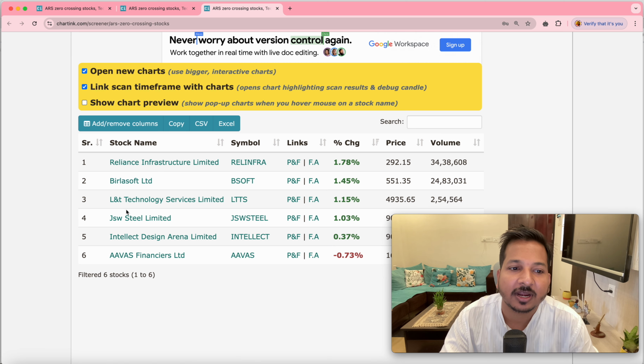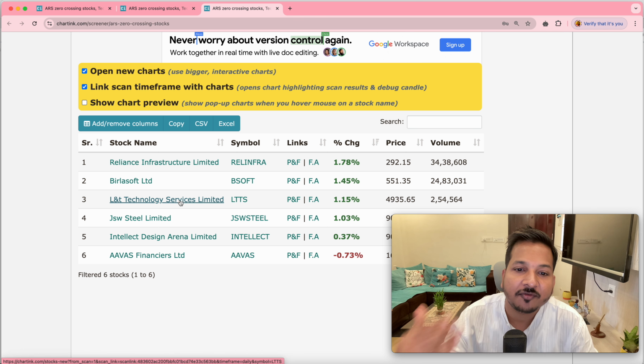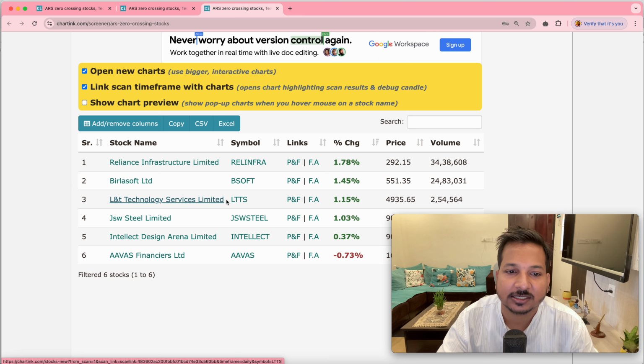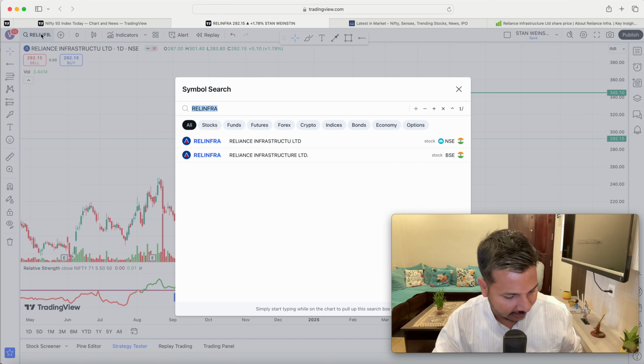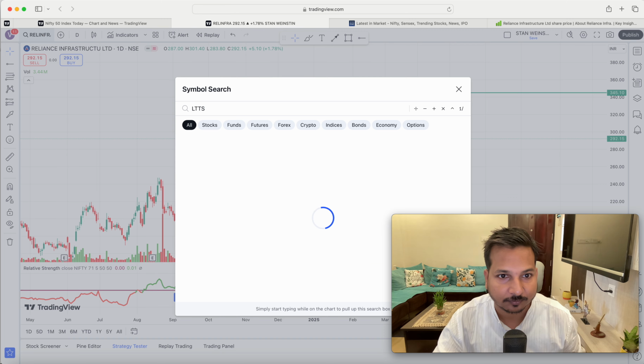Birlasoft. So I will write B soft. Then LT Technology. Just now we have seen that the IT sector is strong, so I will try to find some IT sector stock. So we will see LTTS. If you write here LTTS.